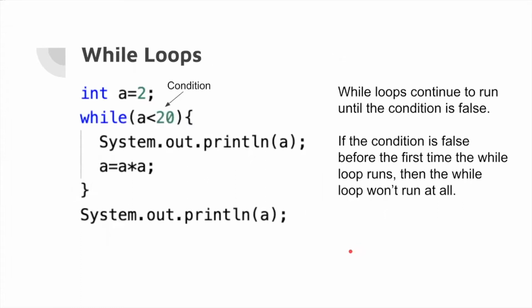So now we're getting into while loops. The way you write them is first write the word while, parentheses, and then a condition such as A is less than 20, close parentheses, curly brackets, and then a block of code. While loops continue to run until the condition is false. And if the condition is false before the first time the while loop runs, then the while loop won't run at all. So imagine that we initialized A as 200 instead. In this case, it would see that 200 is less than 20. That's false. So it won't run this block of code at all.